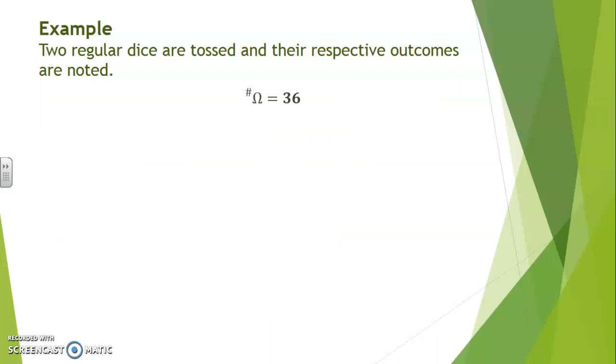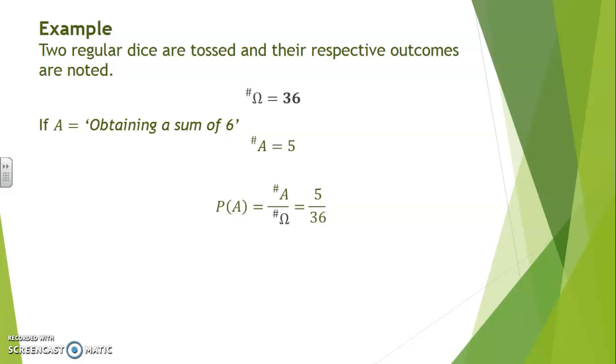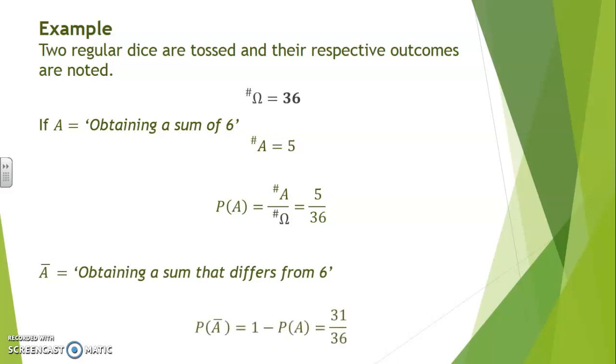The size, or the cardinality, of the sample space is 36. The cardinality of event A is 5. So the probability of A being observed is 5 over 36. Now the complement event, obtaining a sum that differs from 6, would therefore be 1 minus 5 over 36, which is 31 over 36.